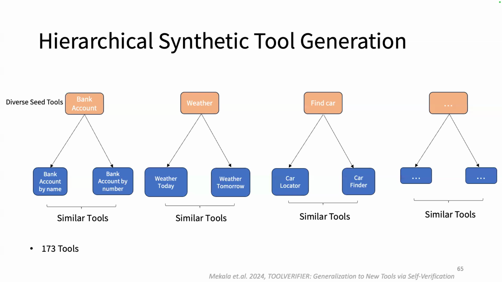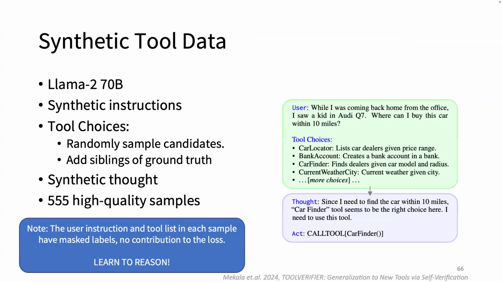Cool. Therefore, we propose hierarchical synthetic tool generation. We start with diverse seed tools in different domains like bank account, weather, find card. Everything is done synthetically using LLMs, and we hierarchically generate synthetic tools, where we first generate relevant child tools and keep on going down so that we get similar tools in each domain. We finally end up with 173 tools after manual verification and removing the noisy ones.